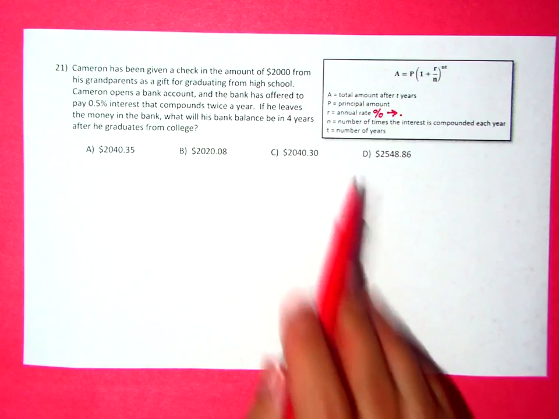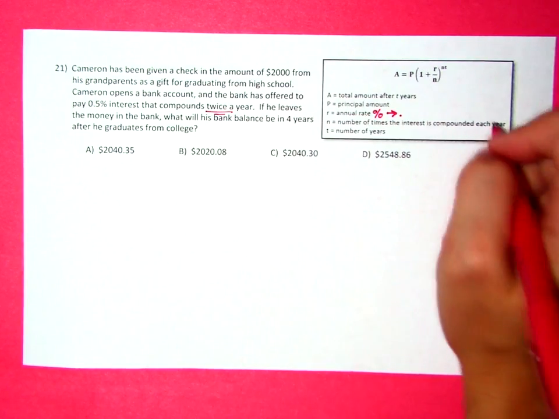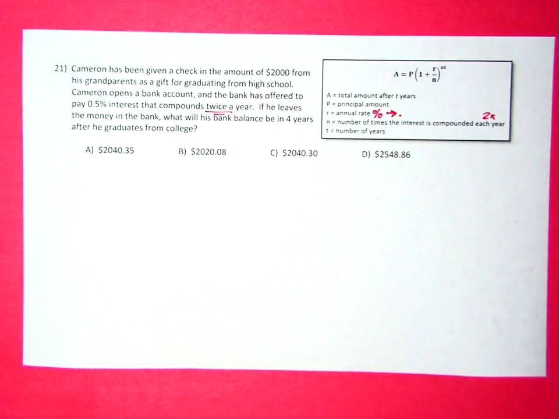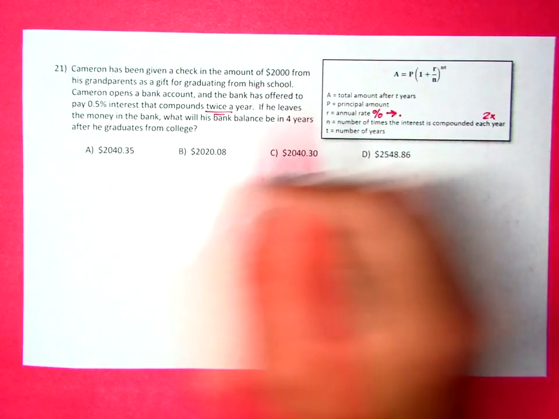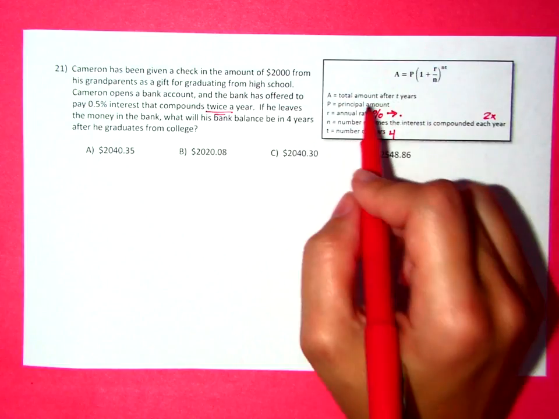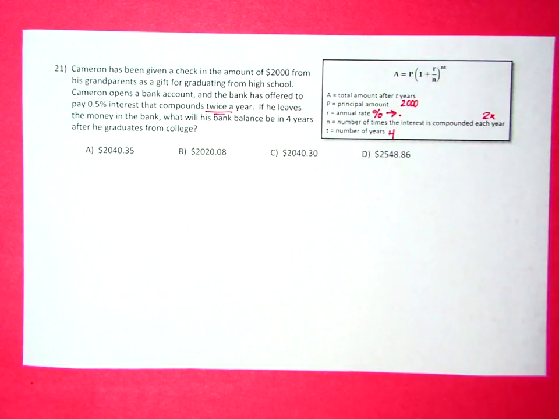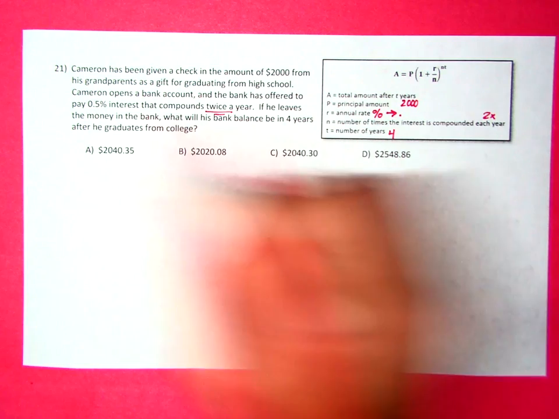N is going to be the number of times the interest is compounded each year. Well, we read that it was going to be twice a year for him. And then T is the number of years. So in this problem here, we see that that's going to be 4. Let's go ahead and fill in the rest of the information. The principal amount he's putting in, we were told, was $2,000. The annual rate here is 0.5%.